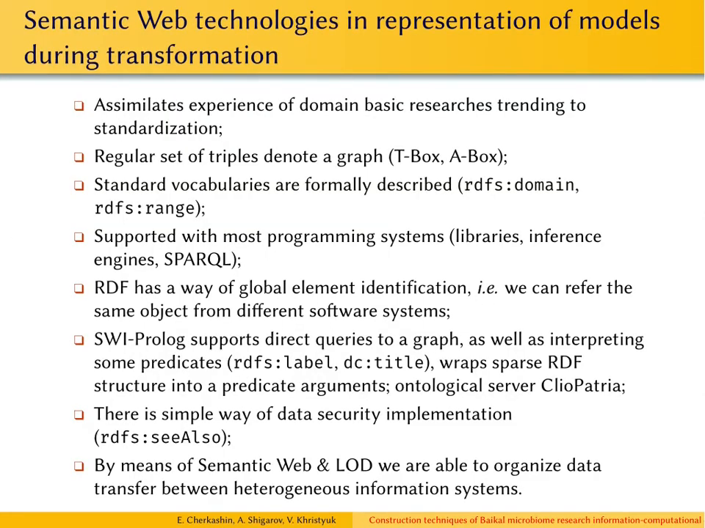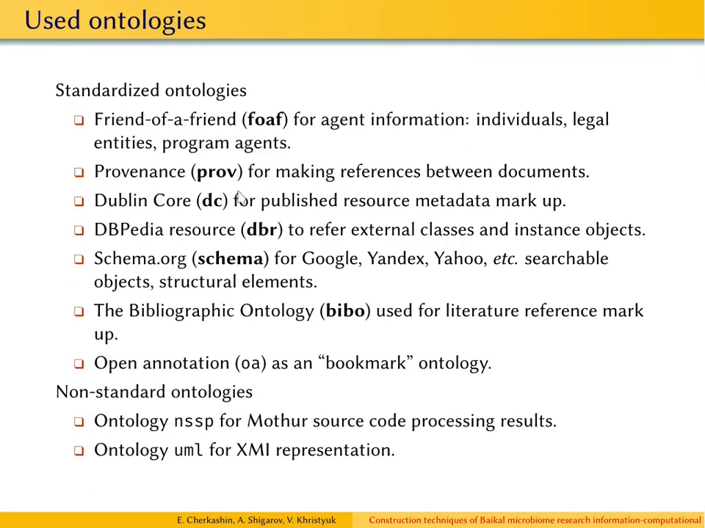The information interchange in this architecture is organized using the Resource Description Framework. It allows us to globally identify resources and flexibly describe data. Another advantage is the usage of standard ontologies like Dublin Core, Friend of a Friend, PROV, DBpedia, BIBO, etc.